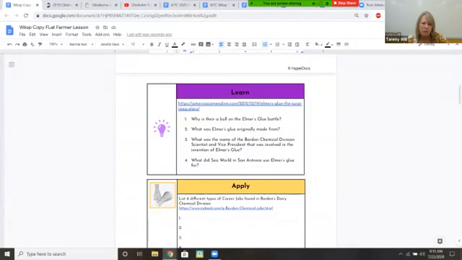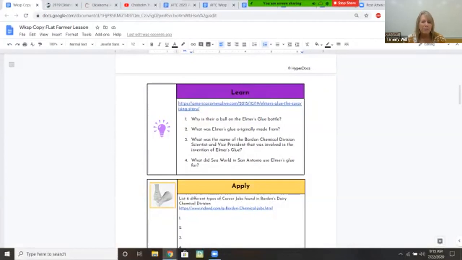This particular story is about Elmer's glue, something that all kids can relate to. So I asked questions like, why is there a bull on the Elmer's glue bottle? What was the Elmer's glue originally made from? And number four was kind of a fun question. What did SeaWorld use it for? Those were all questions they could answer here, and then they would put their answer after the question.